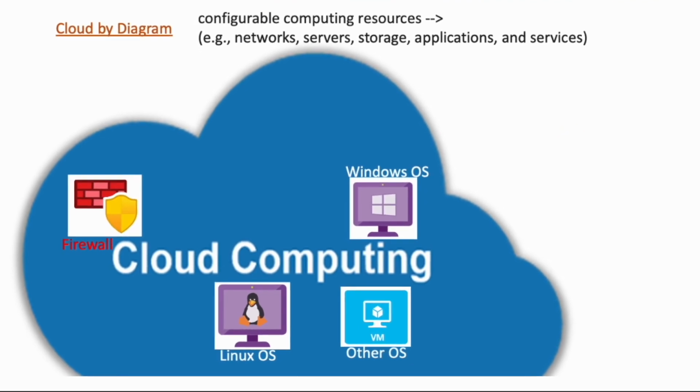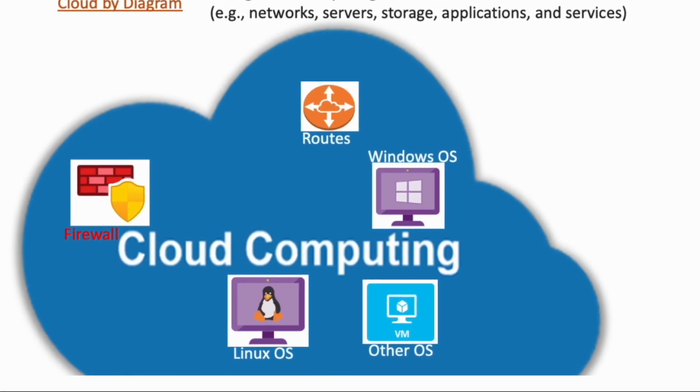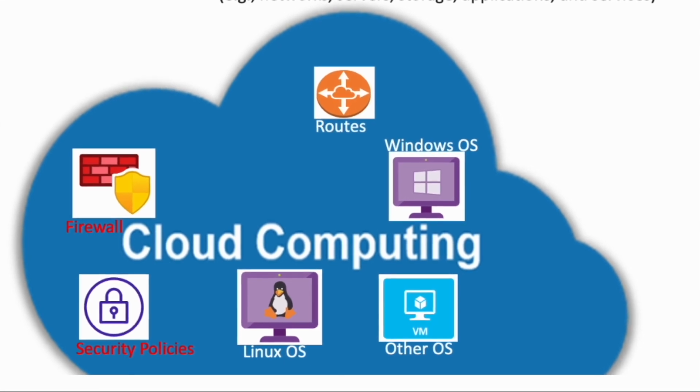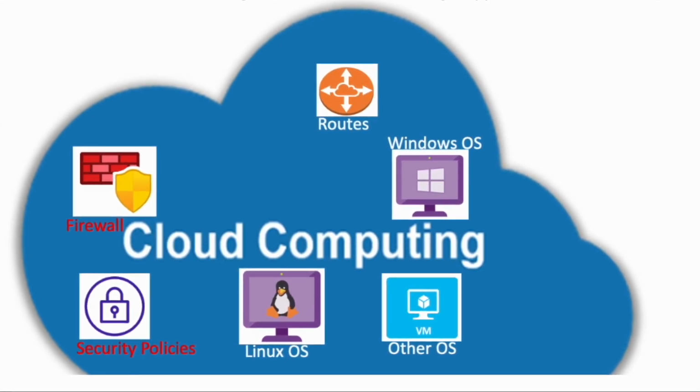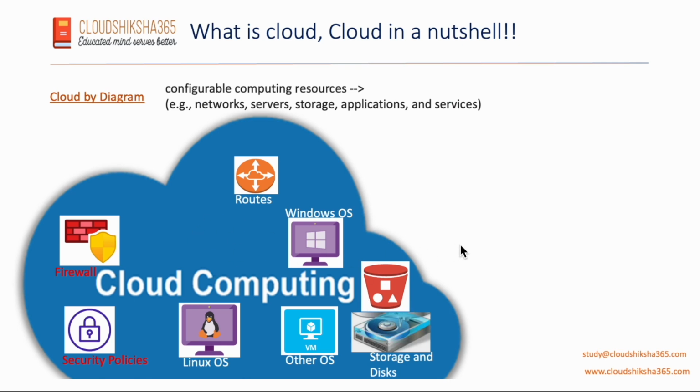Same way, we want to create some firewall rules to secure our network, or maybe we want to create new routes, or we want to create new security policies. Then these components are configurable. We can create these resources over the cloud. Or just one step ahead, we need more storage and disk space for our application. Then all these components can be created, and all these are connected together within the network, within the segment that we create over the cloud computing. So this is what is meant here by configurable computing resources.